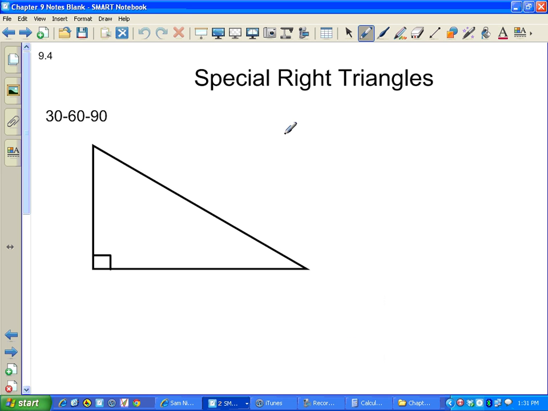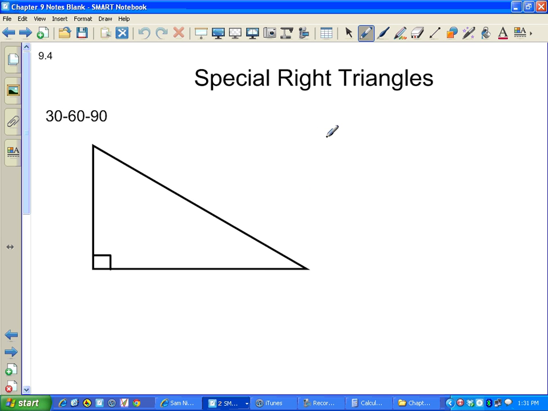Okay, the next section is going to deal with two special right triangles that come up quite frequently, and the patterns that exist between their sides. More specifically, the ratio that always exists between their sides. Like we said earlier, the angle measurements in a right triangle are what determine the ratio between the different sides.